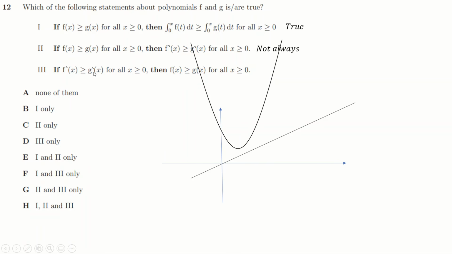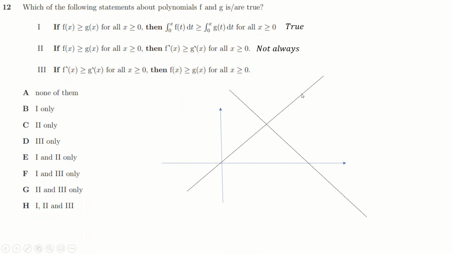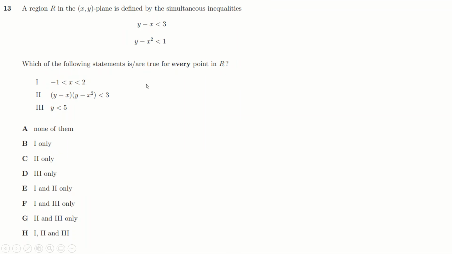Next one, if the gradient of f is always bigger than the gradient of g, then f is always bigger than g. Lines are good ones here, because here, if I call this f, then the gradient of f is always bigger than the gradient of g, because g is just a negative gradient and f is a positive one. But we can see here g is bigger than f, because it's higher up. So this is not always true, only the first one is true. Counterexamples, examples, counterexamples, drawings, always the way to go. Question 13.